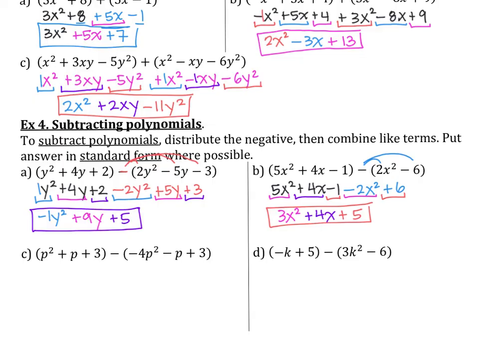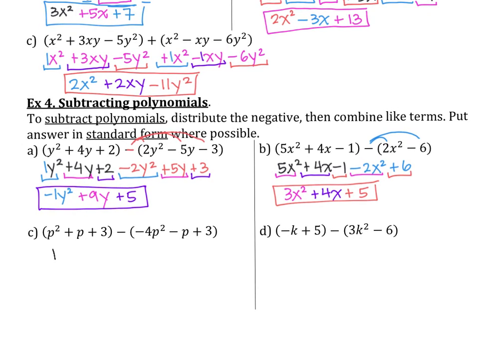Okay, last two. Okay, let's see. First one, keep it the same because there's no coefficient to distribute to the parentheses. For the second one, because I'm subtracting, I have to distribute the negative. So negative, negative makes this a positive 4p squared. Negative, negative makes this a positive p. And negative 3 makes it negative 3.